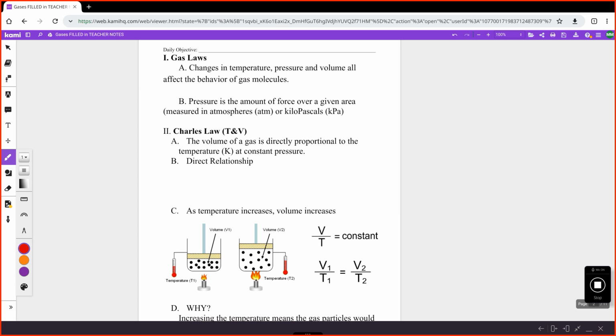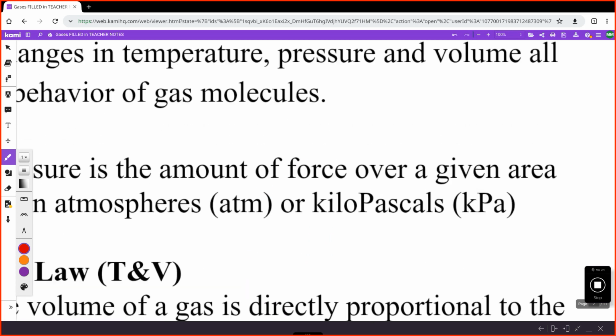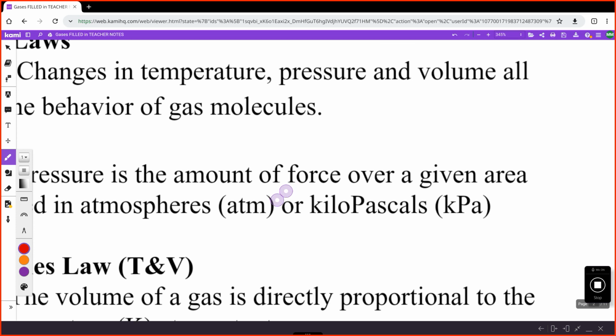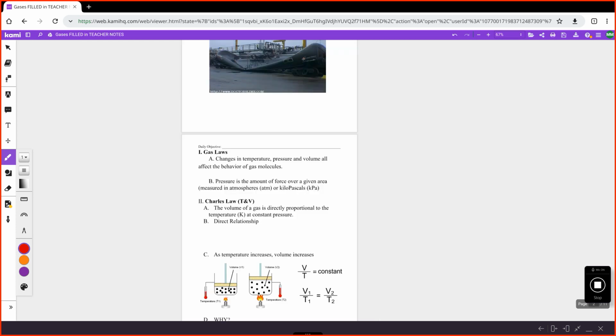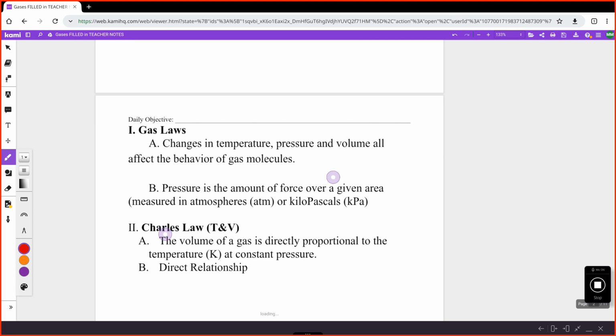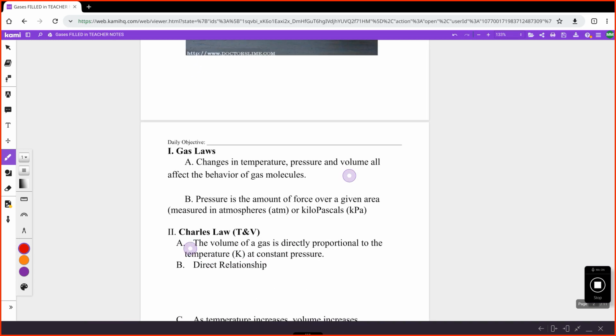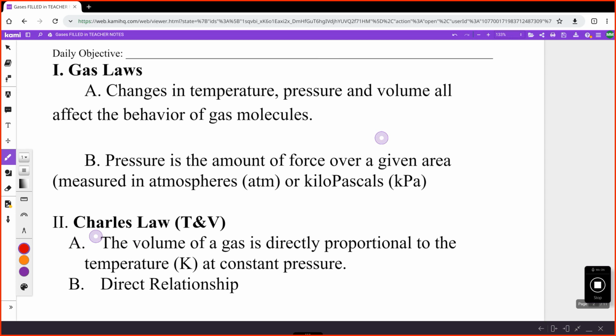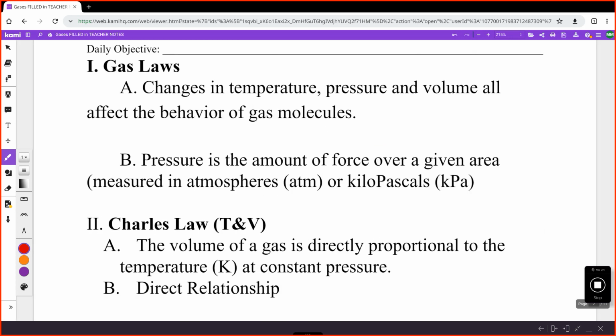We'll take it step by step at first, and then we'll get into a little bit of math as we go. A gas law is defined as changes in temperature, pressure, and volume, and how all of those will be affecting each other and how they're going to affect the behavior of the gas. To make this a lot easier for these three factors, understand or remember what they mean to the particles.